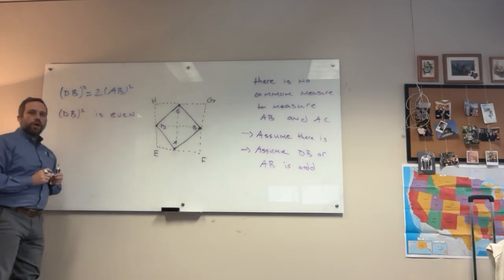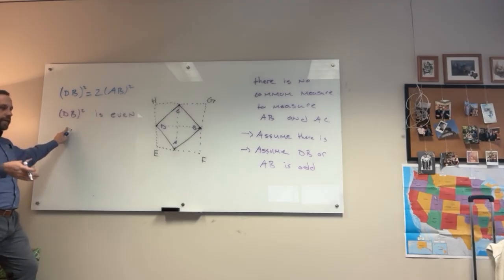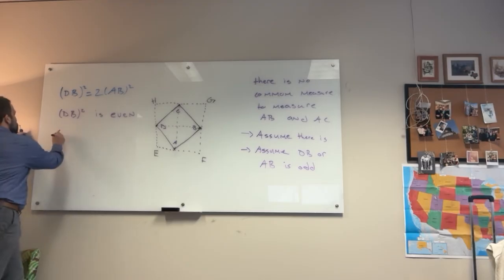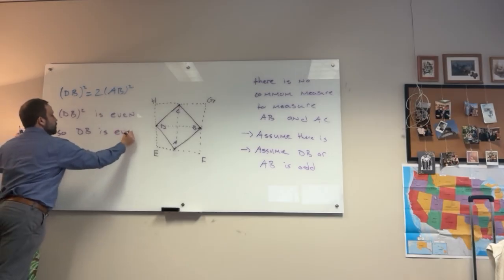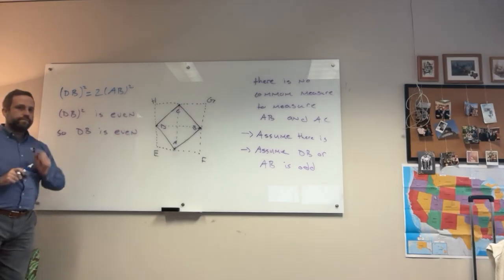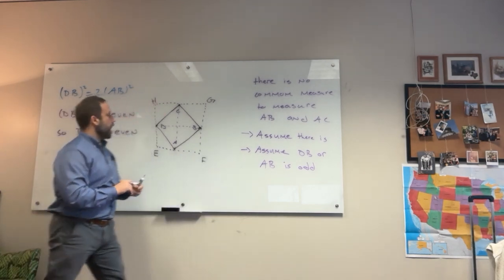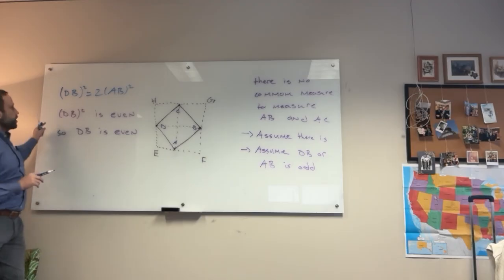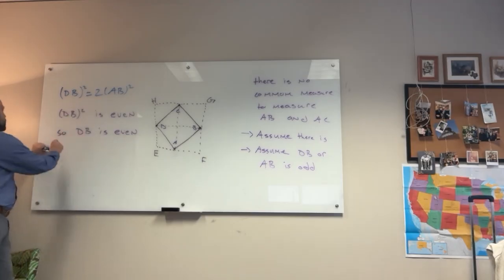is even. So what does that tell us about DB? Well, remember we saw in the previous video that if DB is odd, an odd number squared is an odd collection of an odd number of items, so it's also going to be odd. So it means DB is even. So we're assuming that either DB or AB is odd. So what is this going to tell us about AB? Well, DB is even.